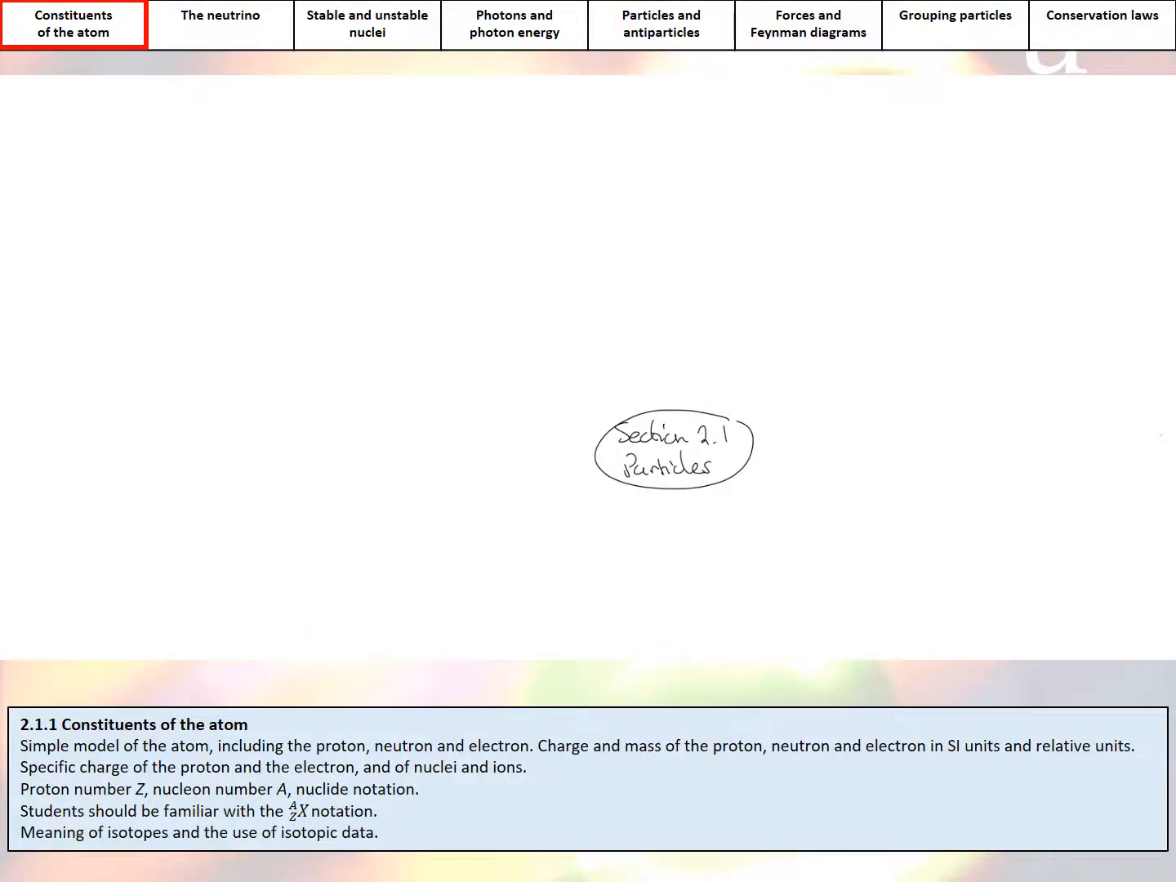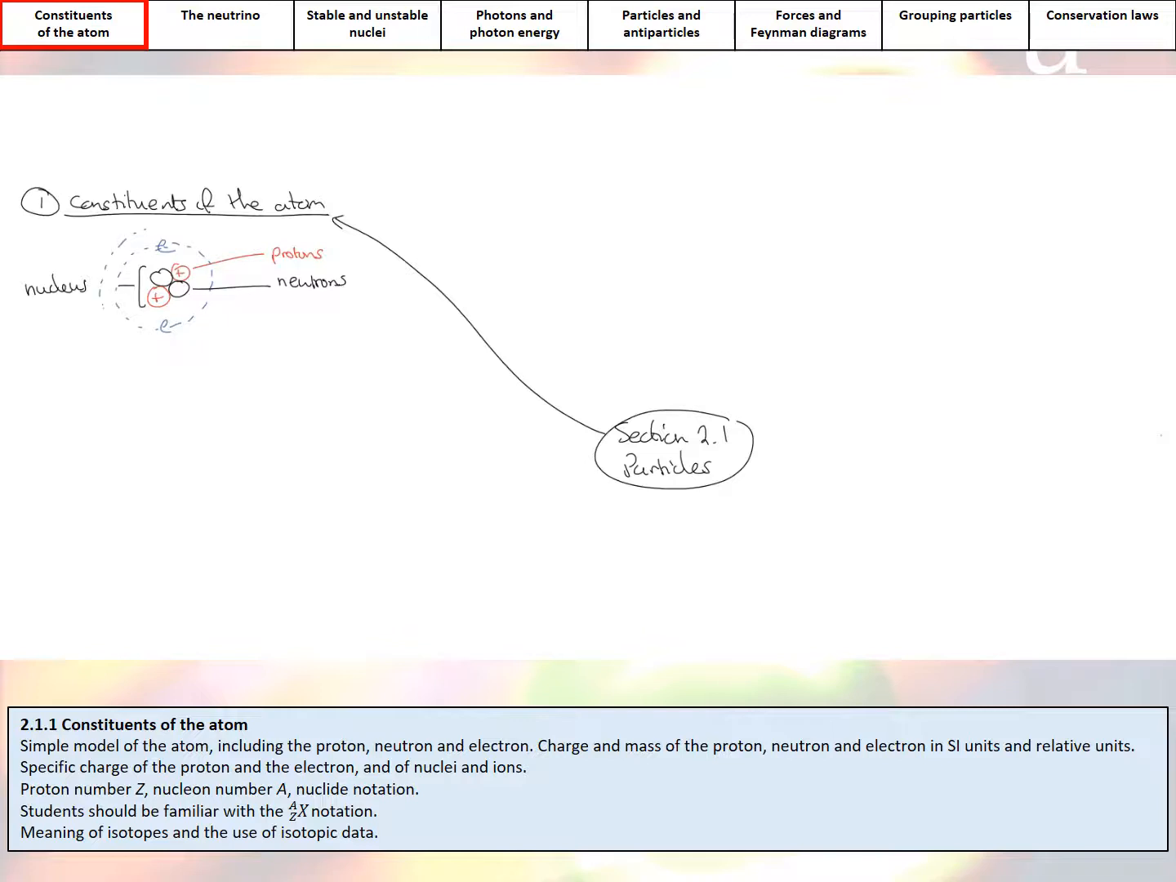So the first bit of the particles topic that you did in the lesson was on the constituents of the atom. And you knew a lot of this from GCSE, so it's quite a nice way to start the topic. And you know that the traditional model of the atom has a nucleus containing positive protons and neutral neutrons. And you also know that around the outside orbit electrons in certain specific energy levels. And you might have drawn something like that in chemistry.